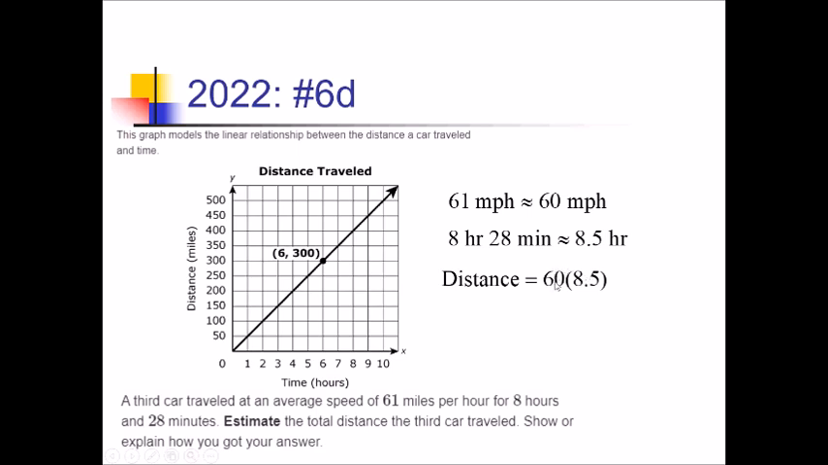So let me break this up here. 60 and 8, that's going to be 48 with a 0, so 480. But now I have to multiply by a 0.5 as well. So half of 60 is 30. 480 plus 30 gives me an estimate of 510 miles.